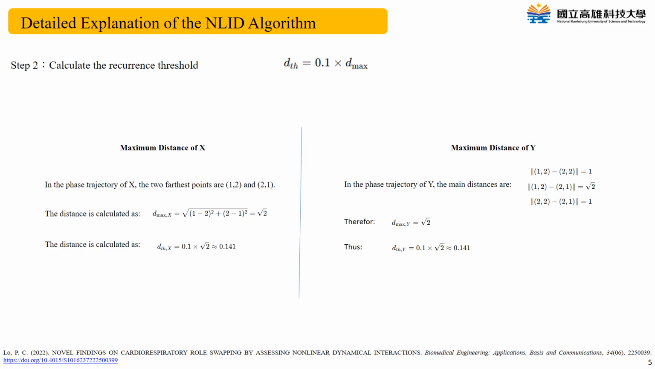This slide shows step 2, which is the calculation of the recurrence threshold. Here, the threshold dth is set to 10% of the maximum distance in the phase trajectory. For x, the farthest two points are (1, 2) and (2, 1), so the maximum distance is 1.414. That means the threshold for x is 0.1 times 1.414, which is about 0.141. For y, the maximum distance is again 1.414. Therefore, the threshold for y is also about 0.141. These thresholds will be used in the recurrence plot to decide whether two phase space points are close enough to be considered recurrent.